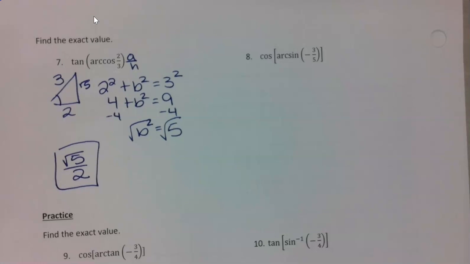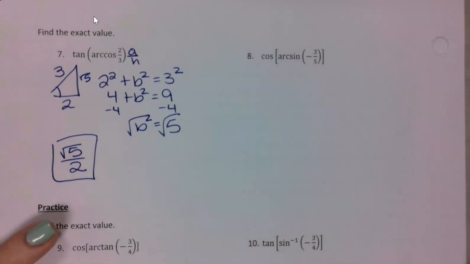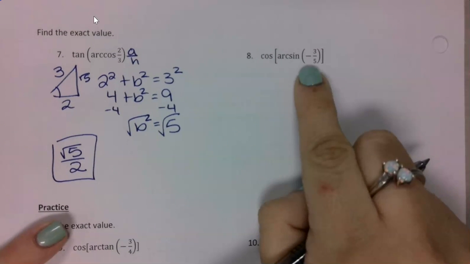Okay. So questions on number 7. Almost. Number 8 is negative. So this is going to change something, because tangent's opposite over adjacent. Okay, so for number 8, my arcsine is evaluating a negative number. Which quadrant is this in?